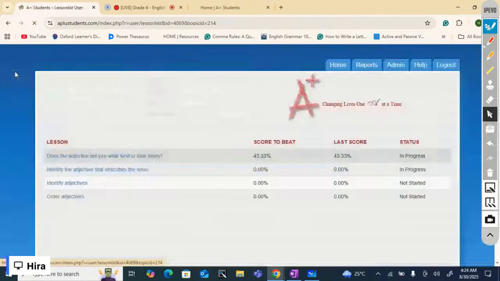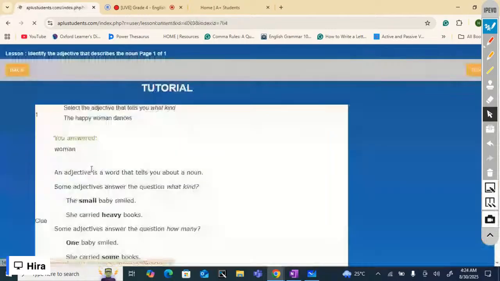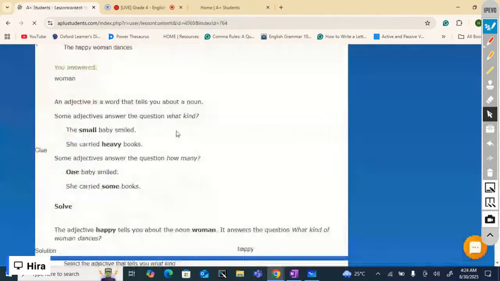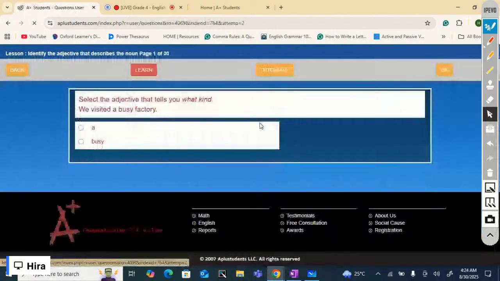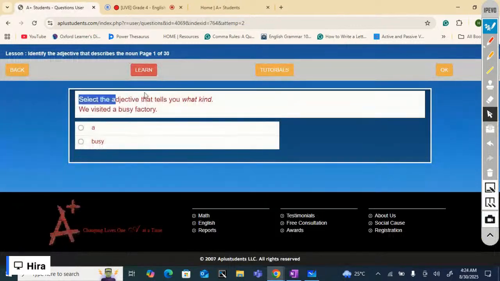Okay, now let's move to the second lesson. It's the same topic, but in this one, we'll identify the adjective that describes the noun. Now you have to select the adjective that tells you what kind. And see, it's already mentioned what kind. We visited a busy factory. Let's find out the noun here. What is the noun? Name of a person, place, animal, or thing. So, name of a thing is mentioned here.